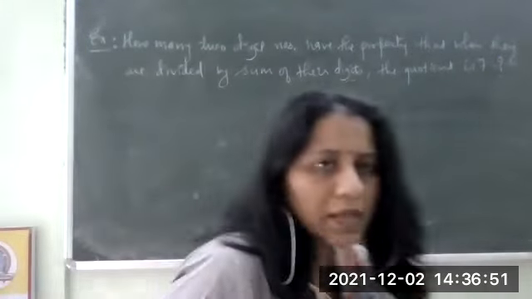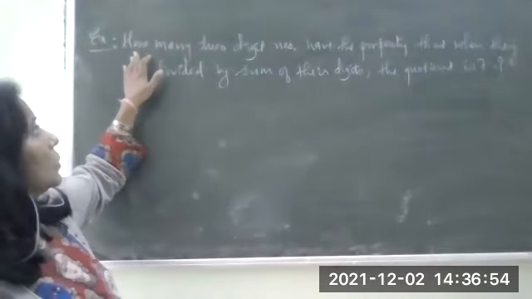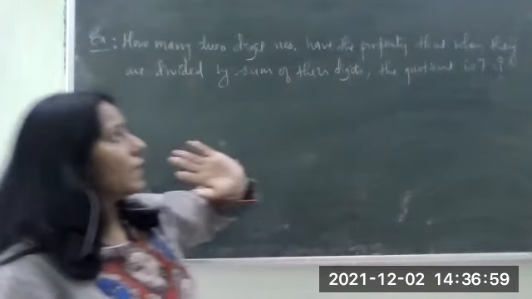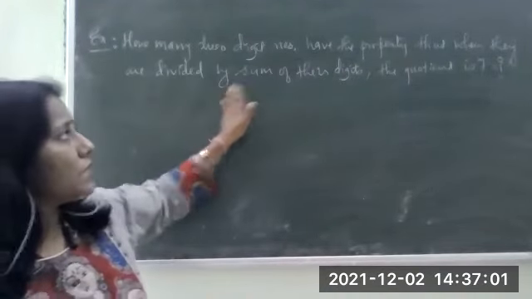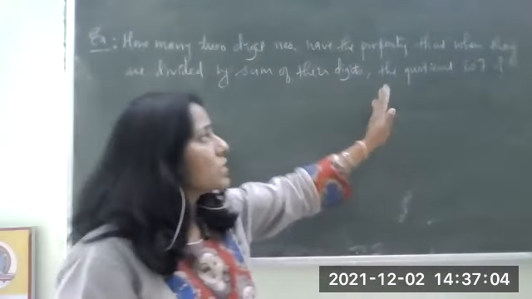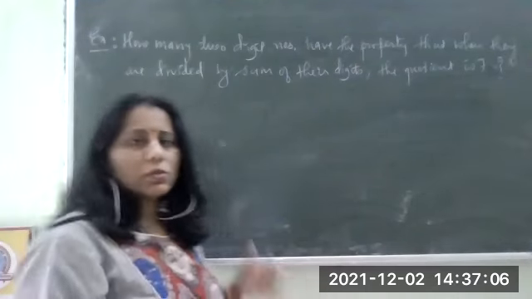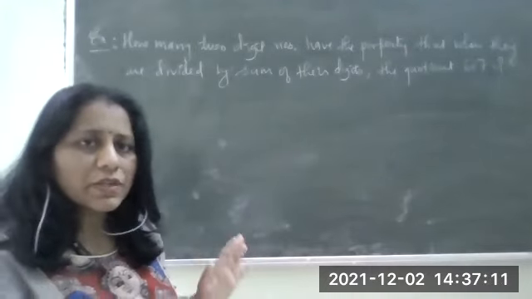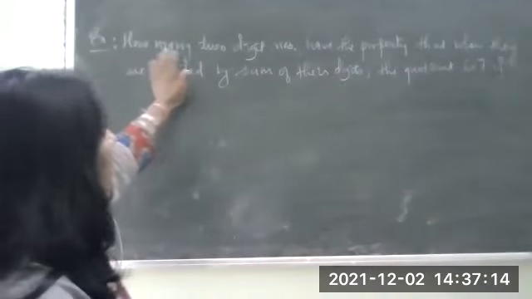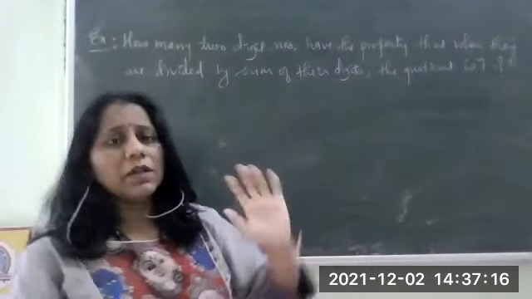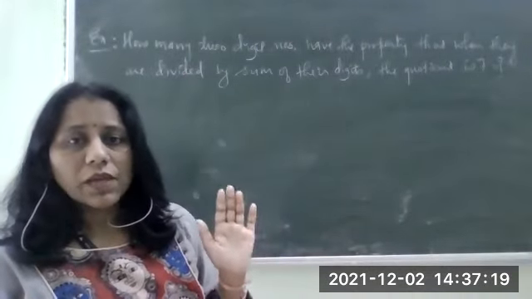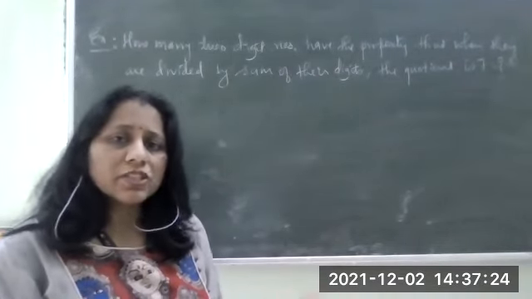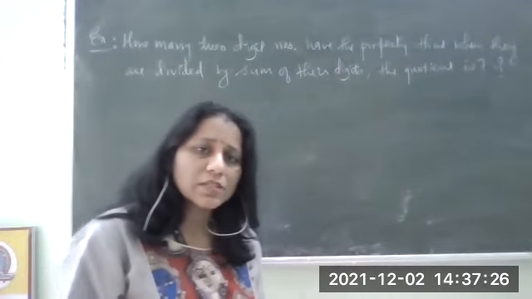Now in the example we have to find out the number of 2-digit numbers which have the property that when they are divided by the sum of their digits, the quotient is 7. If you look at the example, you will find it difficult, but this is not very difficult. This is very simple. We have to find out how many such 2-digit numbers are possible, having the property that whenever these 2-digit numbers are divided by the sum of their digits, the quotient is equal to 7.